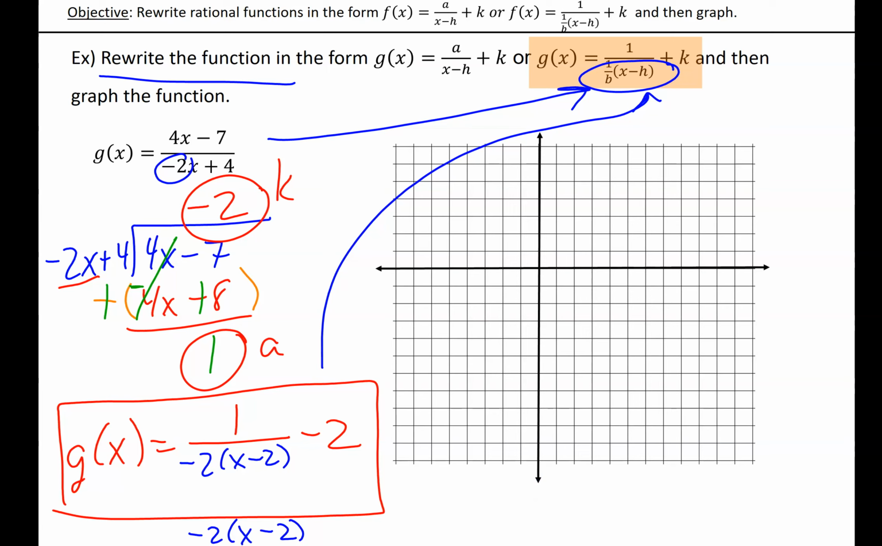Then I'm going to look at drawing my asymptotes. So again, they're going to translate from the axes according to my horizontal and vertical translations. So again, k is -2, so we're going down 2, so that means the horizontal is going to be here, and h is +2, which is to the right 2, so my vertical is going to be here.